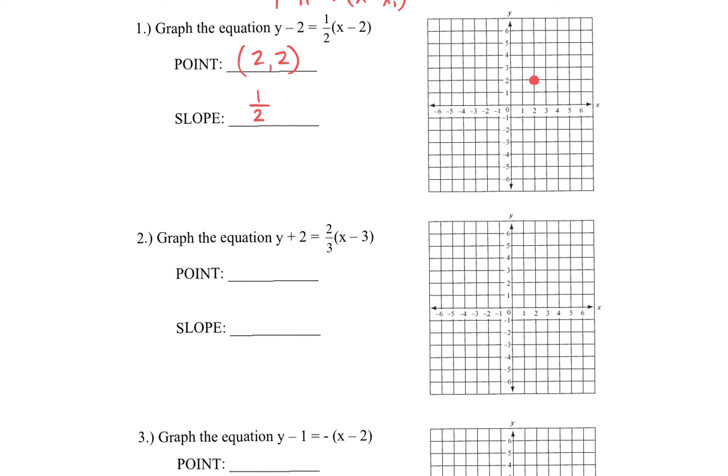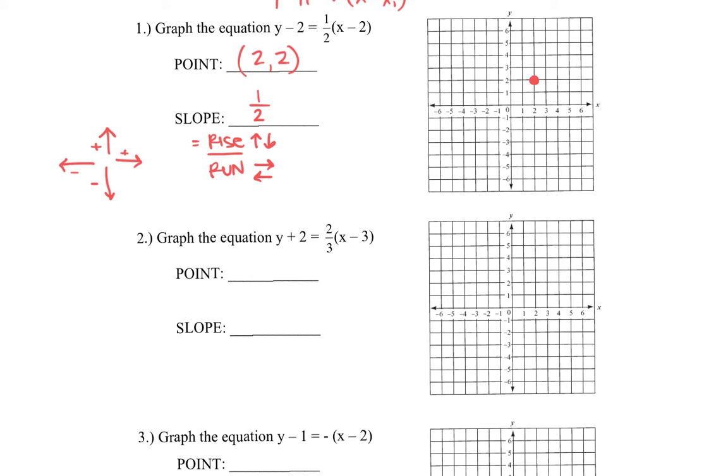Then I'm going to use my slope to plot future points. So quick review here. Slope is rise over run. So the first number tells you how much you move up and down. The bottom number, how much you move right or left. And remember, if you count up, it's positive. Right is positive, down is negative, left is negative. This is what we've talked about with slope.